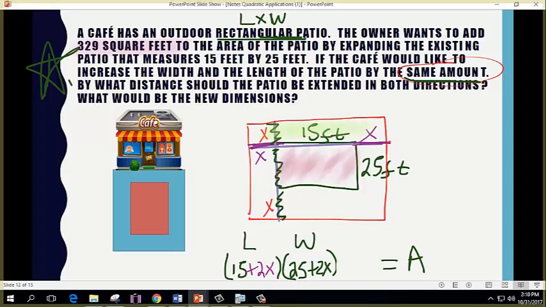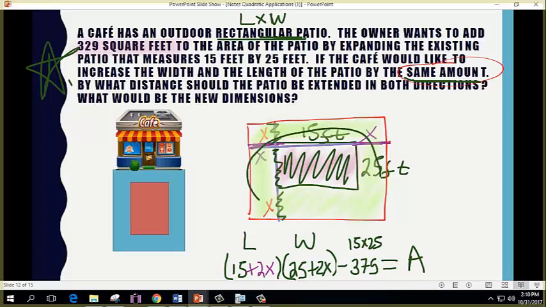We just want to have this outer part area, as your 329. So for your outer area, you have to subtract off the 15 by 25. So you're subtracting off the 15 by 25 rectangle. Well, what is 15 by 25? That's 375. So if I take out this rectangle and I'm just trying to find this area that's in here, that should be 329. So 329.